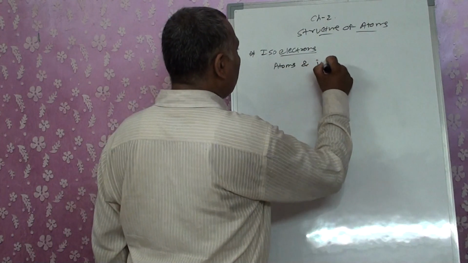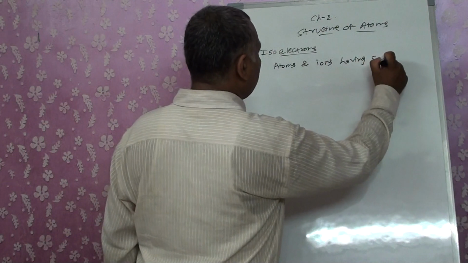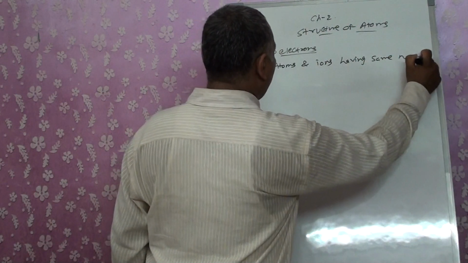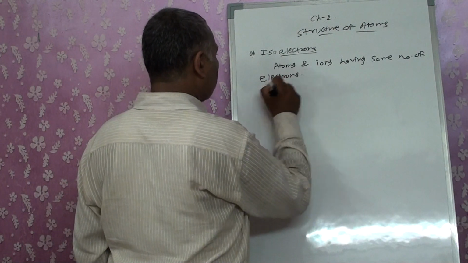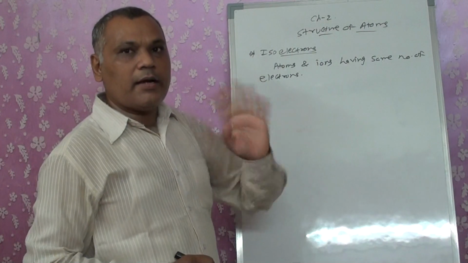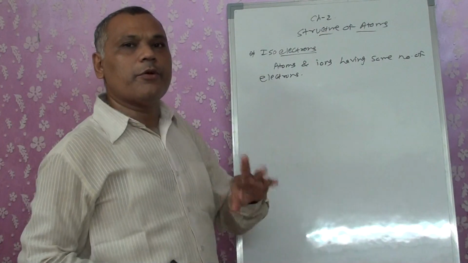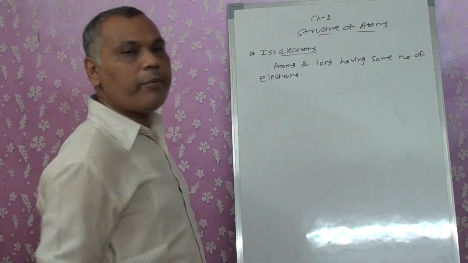So here, atoms and ions having the same number of electrons. See what I told? Two atoms, I can never have the same number of electrons. An atom can be compared with an ion, or an ion can be compared with an ion.